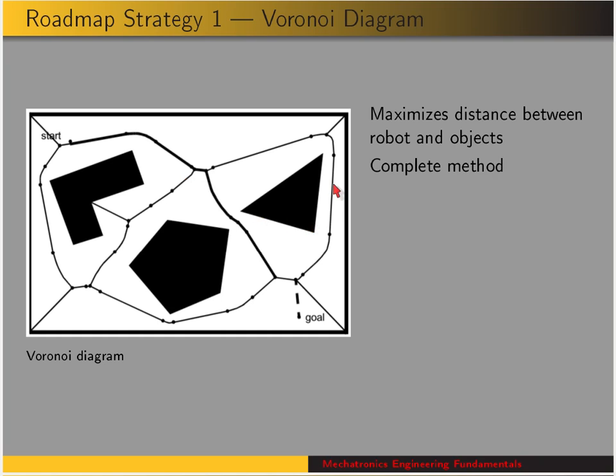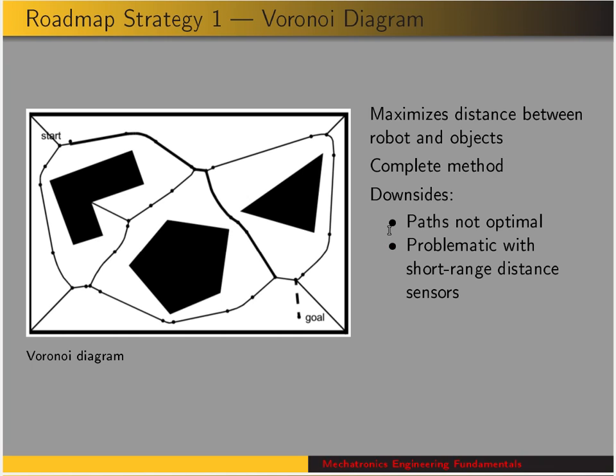And this method, like the visibility graph method, is a complete method. That means if a solution exists, this method is guaranteed to find it. On the downside, the paths are not the shortest this way. So you can see that this path is longer than the one taken by the visibility graph method. And it can be problematic with short-range distance sensors.